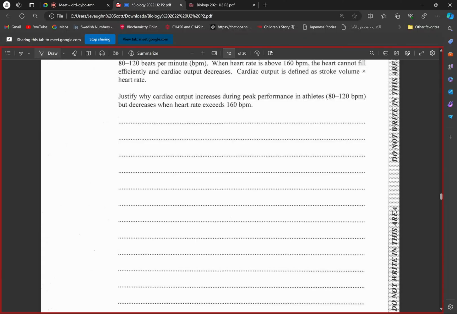At peak performance, which is 80 to 120 beats per minute, the heart is beating faster than normal, but at the same time still beating at a rate where all compartments of the heart can fill properly before pushing out the blood. After the heart rate exceeds 160 BPM, the compartments of the heart are unable to fill properly, and so efficiency decreases.